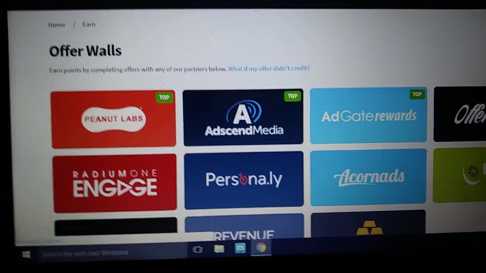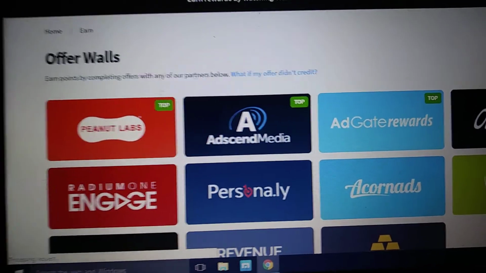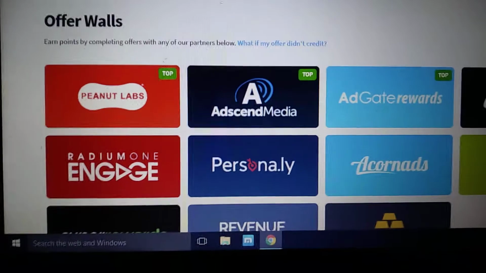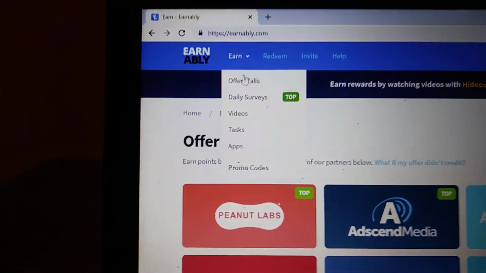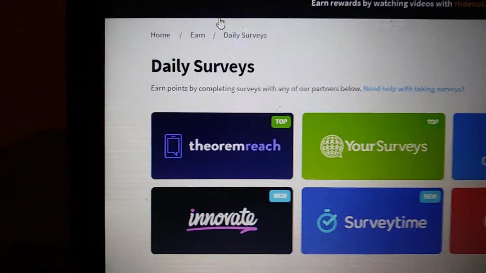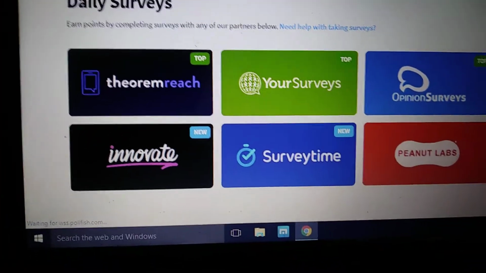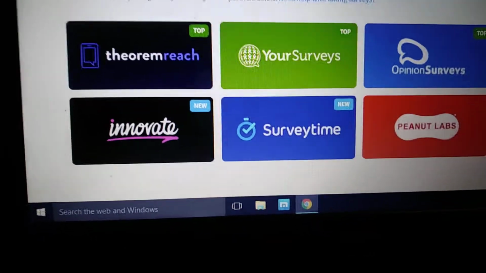All right, they have various offer walls and they continue to add to them, because when I signed up with this site maybe almost 2 years ago, they didn't have half of the offer walls that they have now. But here's what I do. I go to Earn. I go to Daily Surveys. Daily Surveys is one of my favorite ones because they're easy, and the more you do, the more they give you, and the easier they are to qualify for.